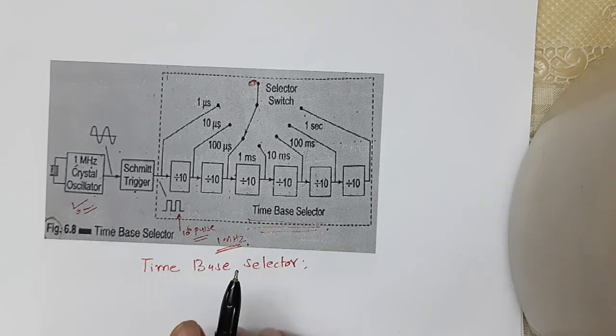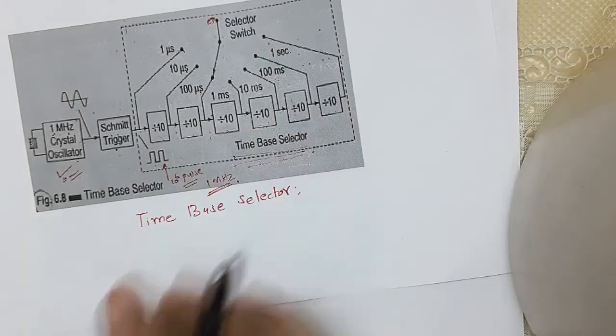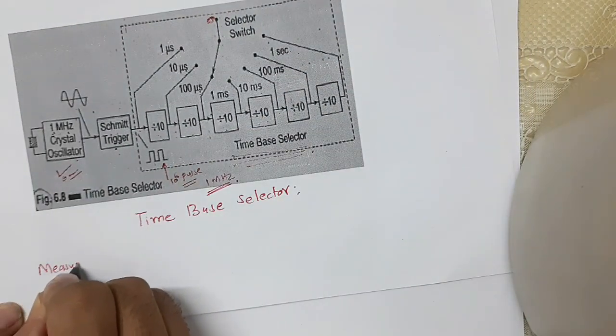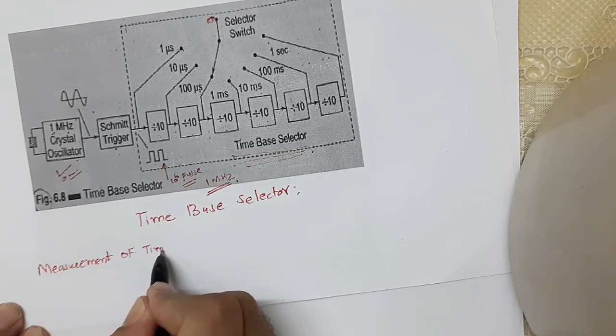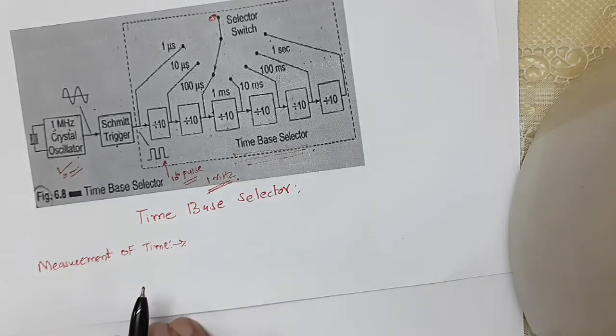The next topic is the measurement of time. In some cases, it is necessary to measure the time period rather than the frequency. This is especially true in the measurement of frequency in the low frequency range. To obtain good accuracy at low frequency, we should measure the period rather than make a direct frequency measurement.